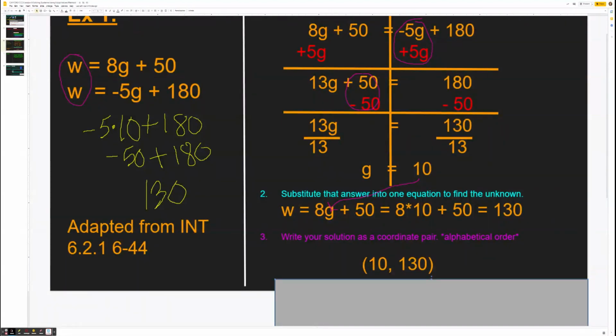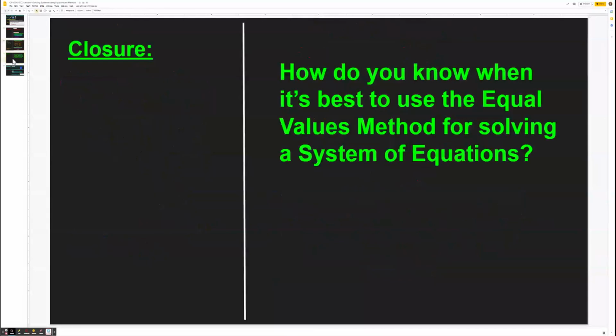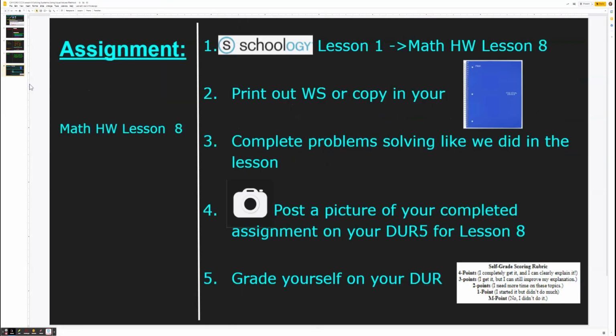Okay, does everybody have what you need off of this slide? We've already talked about that. Again, the best time to use equal values method is when both equations start with the same variable. So that's what I've got for you.